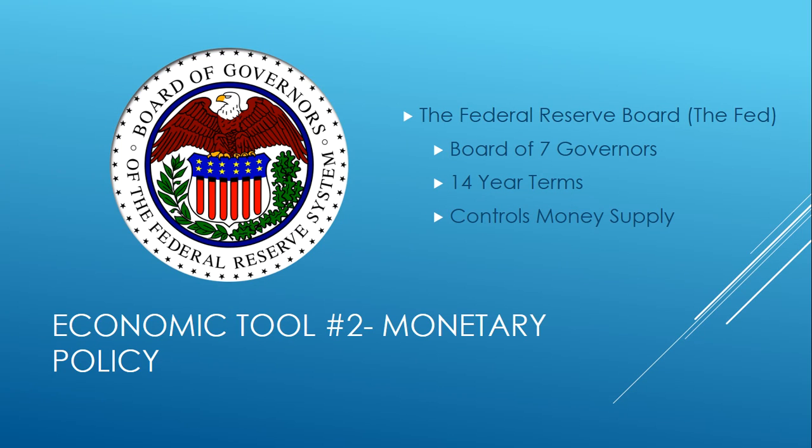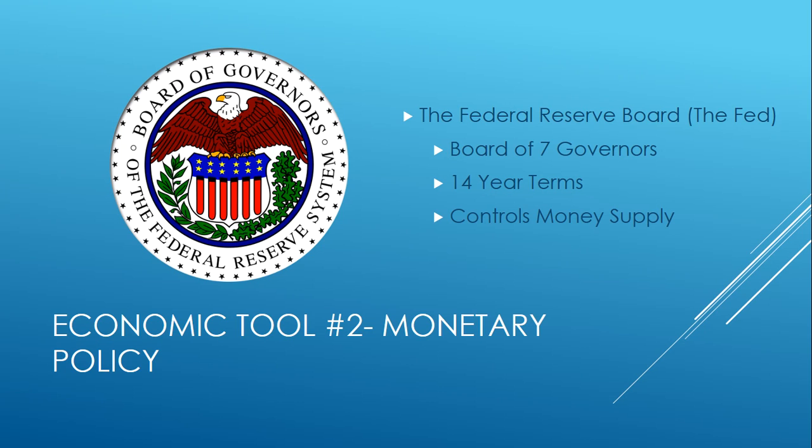Those 7 governors serve staggered 14-year terms, meaning that every 2 years a governorship becomes open. And those governors are appointed by the president, confirmed by the Senate. Since they are a regulatory commission, remember, they are beyond the reach of the president once they're confirmed by the Senate. They cannot be fired for political reasons. Once confirmed, they're serving 14 years, unless they retire.